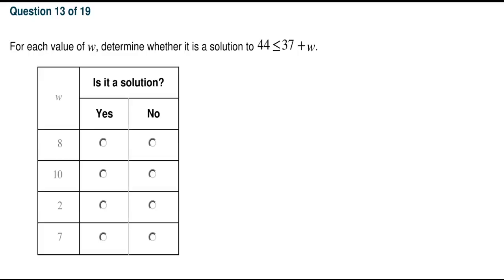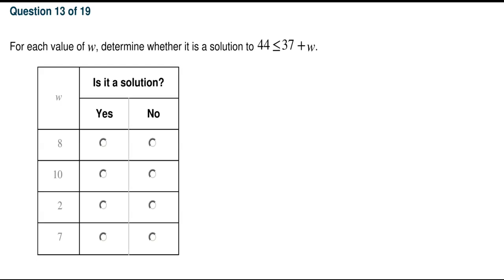Problem 13. For each value of w, determine whether it is a solution to 44 less than or equal to 37 plus w. And they give you a table of all possible solutions. It can be 8, 10, 2, and 7. So we're going to check yes or no, is it a solution. There's two ways to do this. You can either plug in each value for w, or you can solve for w.